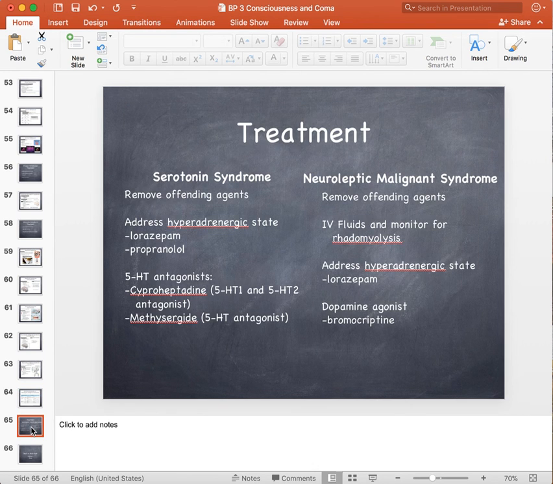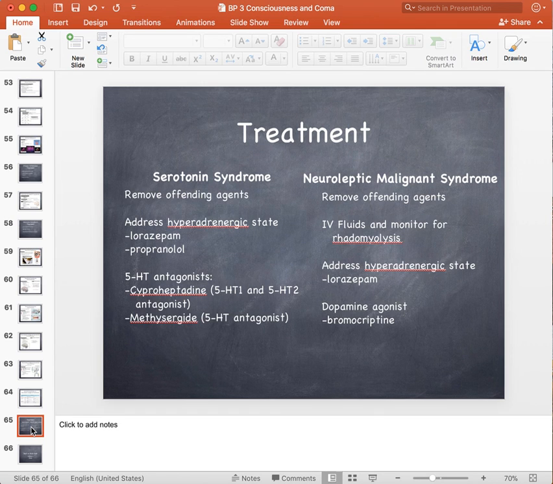Management. Obviously for both of these conditions you remove the offending agent. If it's serotonin syndrome, you address the hyperadrenergic, or maybe we should call it hyperexcitatory state, with benzos, and you can use propranolol as a beta blocker. And then because you have too much serotonin, you can directly antagonize the serotonin receptors with either cyproheptadine or methysergide.